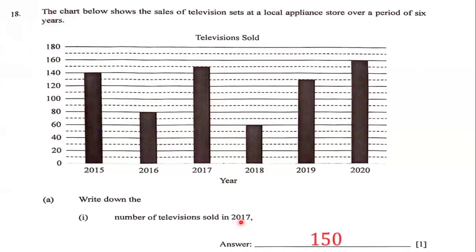And so the answer here is definitely going to be 150, because here we have 140. So this right here is 140. And then we go here, this is 150. And then this right here is 160. But here is where 2017 is. And if we go across, that's 150, because it's between 140 and 160. So the answer here is 150.